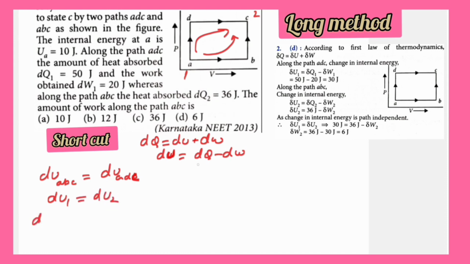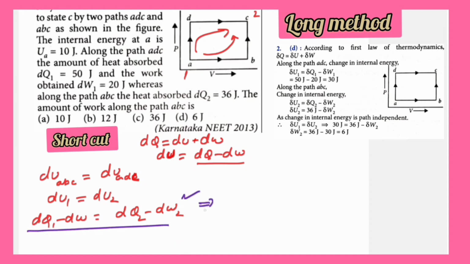Here you can write dU is equal to dQ minus dW. So dQ1 minus dW1 is equal to dQ2 minus dW2. This is a shortcut method to solve the problem. If you remember this formula, when internal energies are the same, you can solve the problem very easily. Now just substitute the values here. dQ1 is given, dW1 is given, dQ2 is also given. So we can write dQ1 which is 50 minus dW1 which is 20 is equal to dQ2 which is 36 minus dW2. Our aim is to find dW2. Therefore this is going to be 30, and what is going to happen?